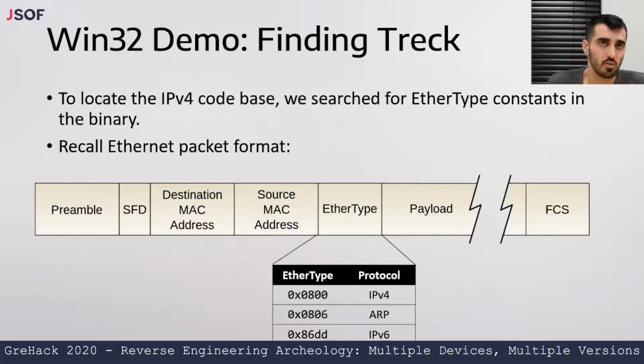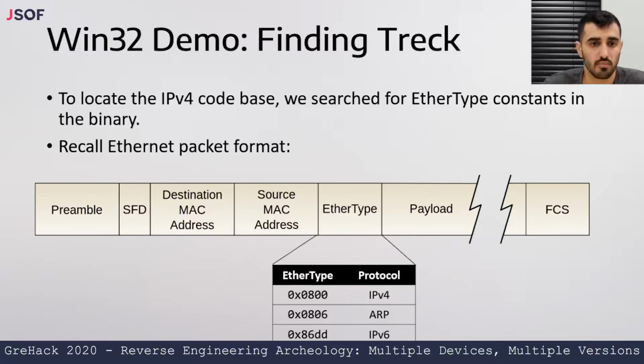The technique we used in order to locate the IPv4 code base is to search for the EtherType constants in the binary. Recall that in the Ethernet packet format, you have the destination MAC address, the source MAC address, and also this 2-byte field called EtherType, which specifies the upper layer protocol that is used to interpret the payload of the Ethernet frame.